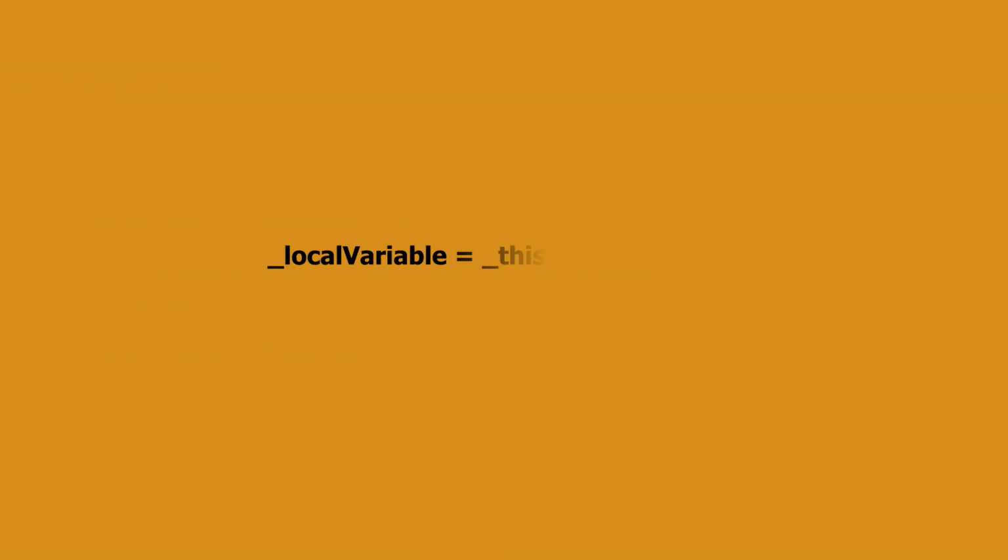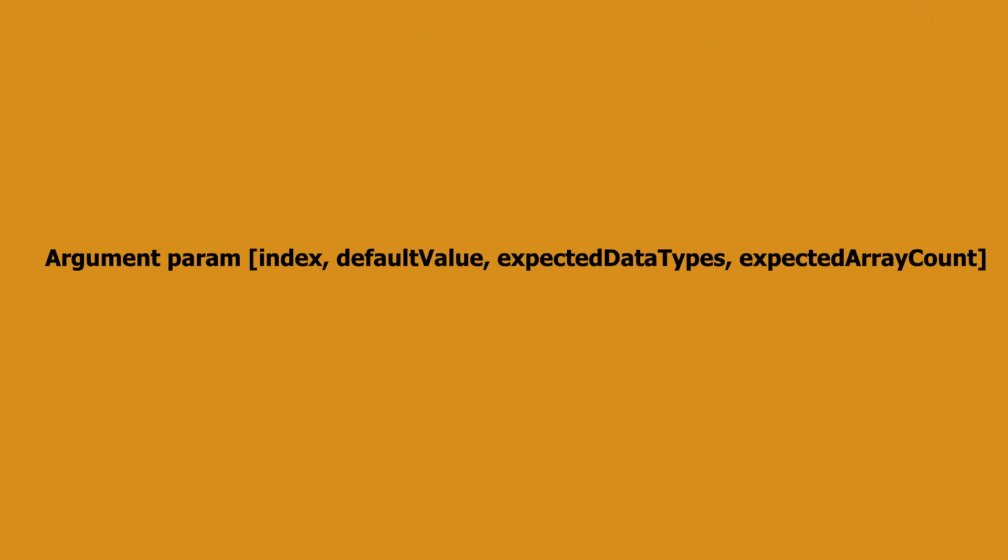Previously, we used the command select to define which local variable corresponds to which argument from the input array for the script. In this script, we are going to use the command param to define which local variables correspond to which arguments from the input array. The param command looks like this. Argument param [index, default value, expected data types, expected array count].